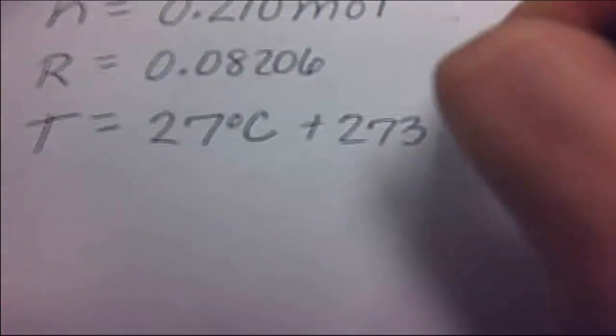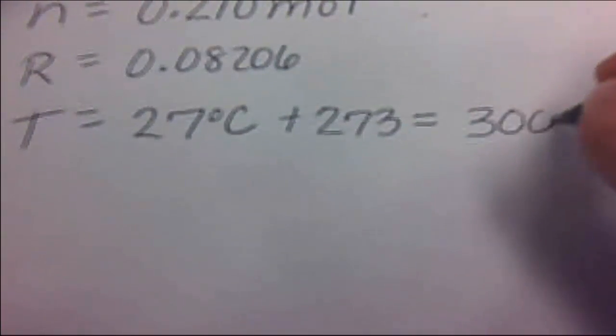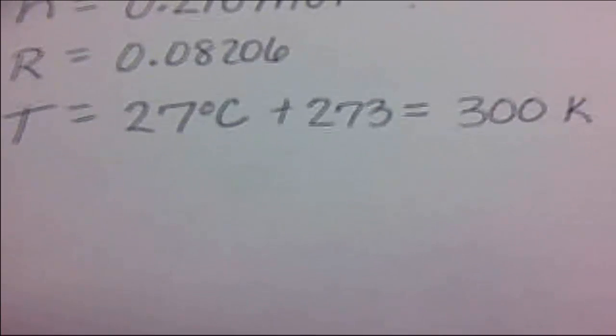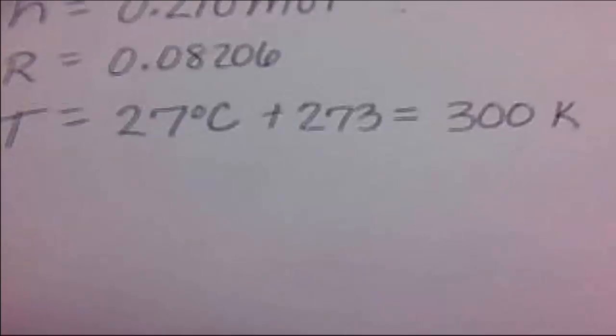Next, notice that my temperature is in degrees Celsius. I can't have degrees Celsius. So to get from Celsius to Kelvin, you just add 273. So now that's 300 Kelvin, and now my temperature is in the correct units.